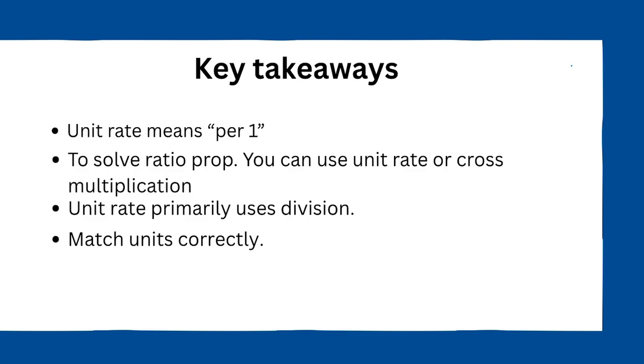And make sure, I cannot stress this enough, to match your units correctly, because that is how you solve your problem. And with the units part, it goes more into cross multiplication. So that's all for today. Now you know how to solve ratios and proportions step by step. And you even learned 2 methods you can use to solve. So remember, a proportion is just 2 equal ratios, and solving them often involves cross multiplication and simplifying. A unit rate just includes division and it's more straightforward.